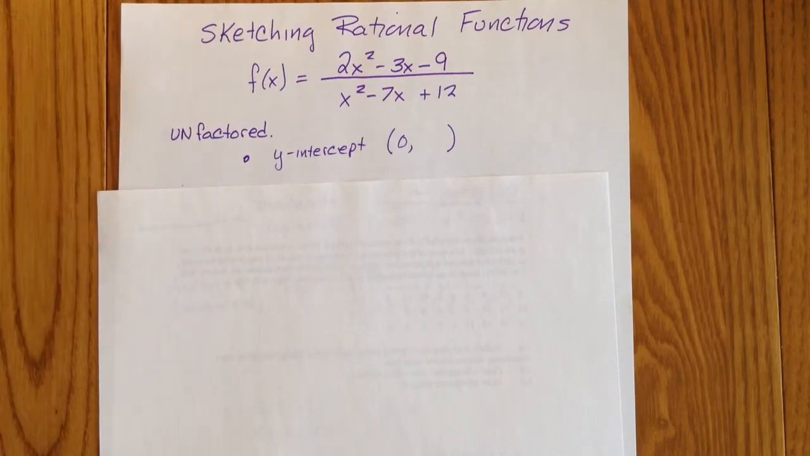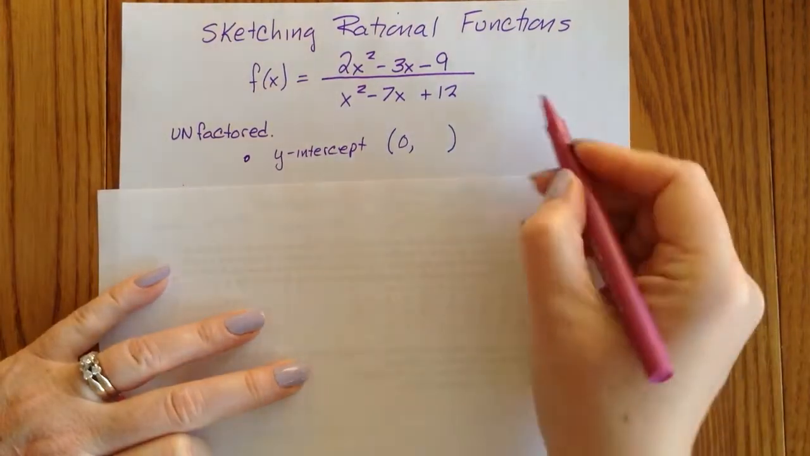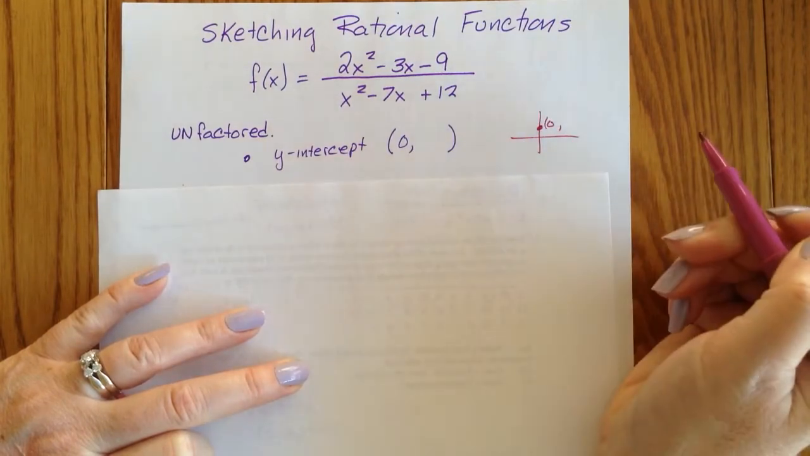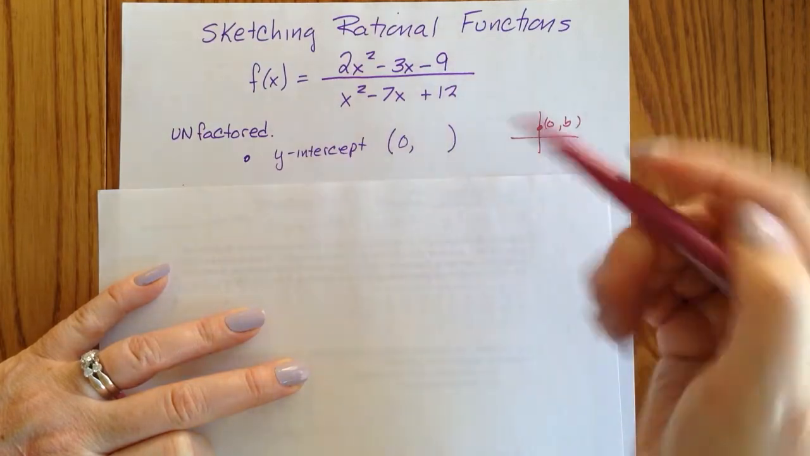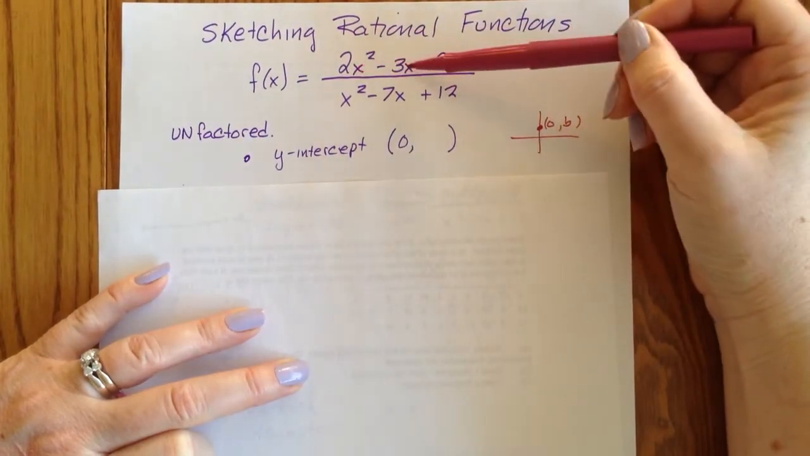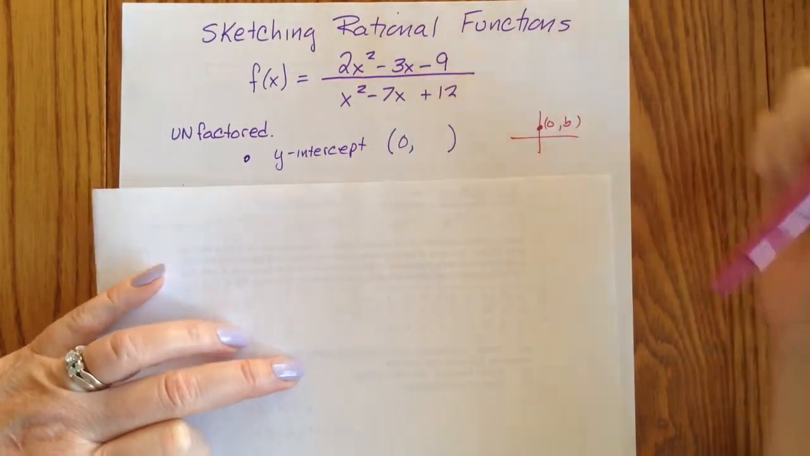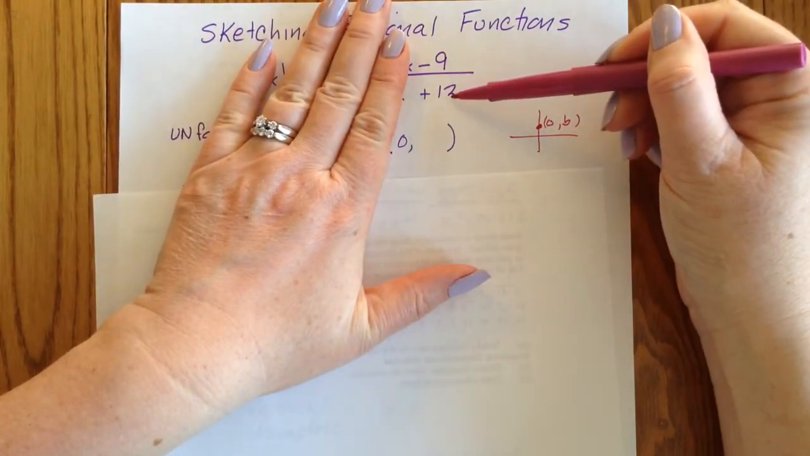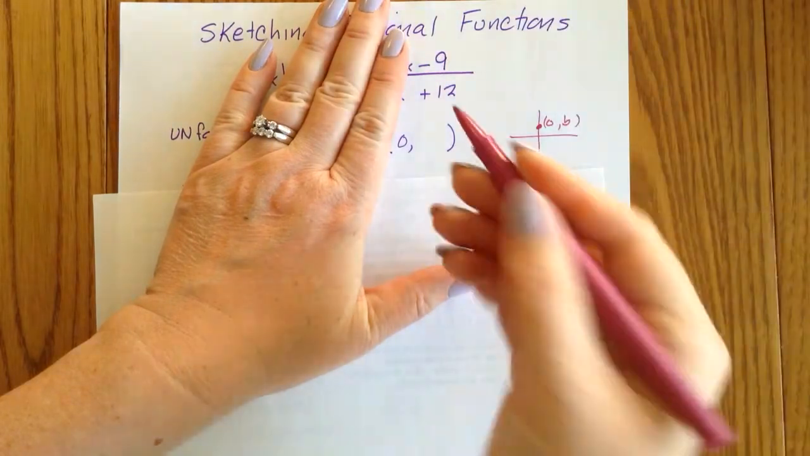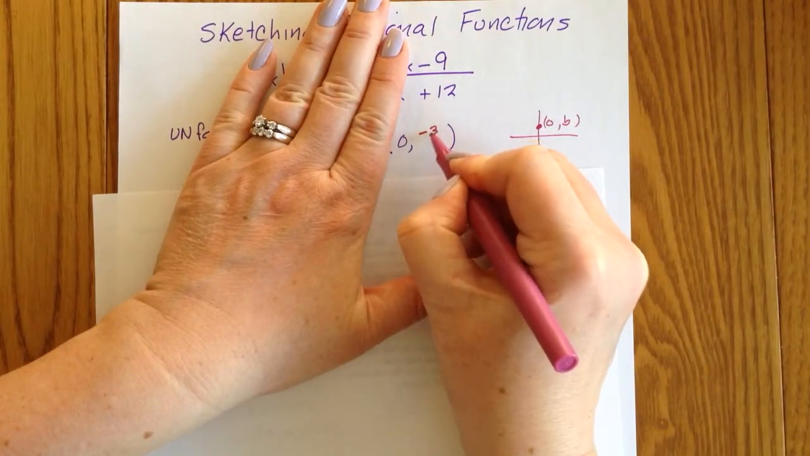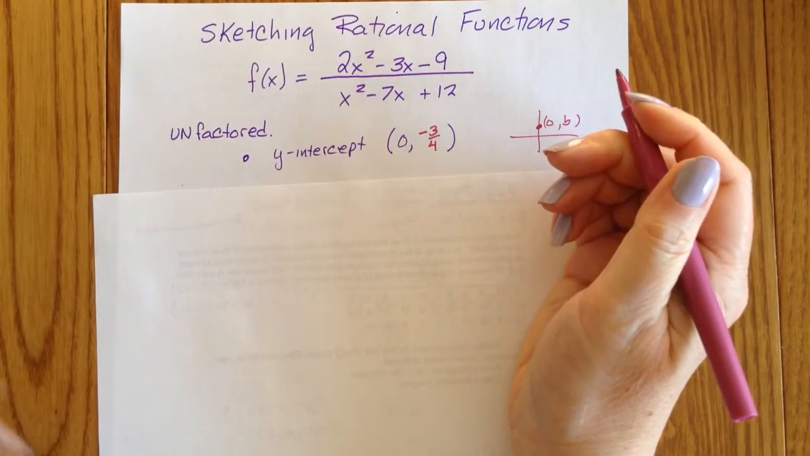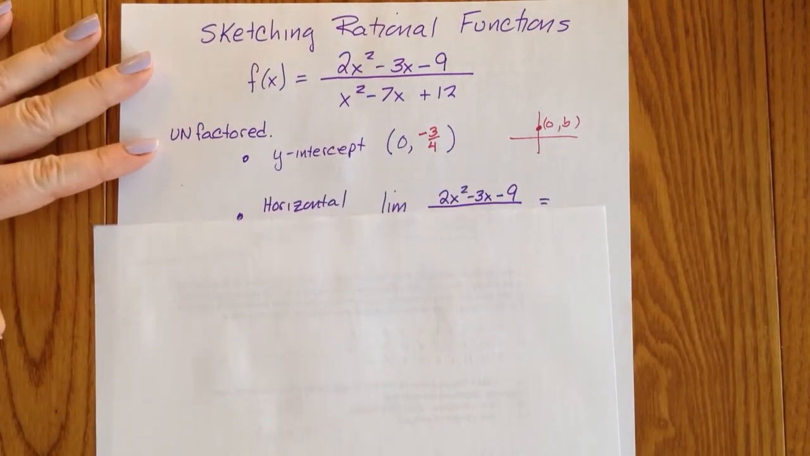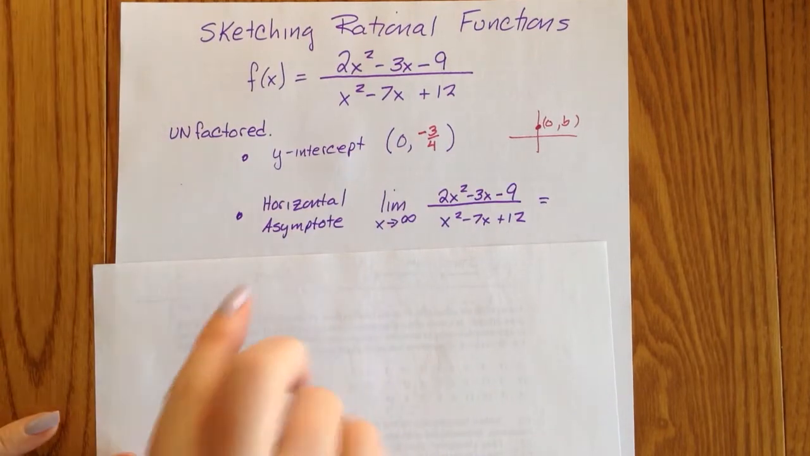First up, y-intercept, piece of cake. The y-intercept is the point on the y-axis, so the x-coordinate is automatically 0. So if I fill in 0 here, here, here, and here, the only terms left are going to be -9/12. Look at that. I reduce that down and I get -3/4. Presto, y-intercept. Boom.